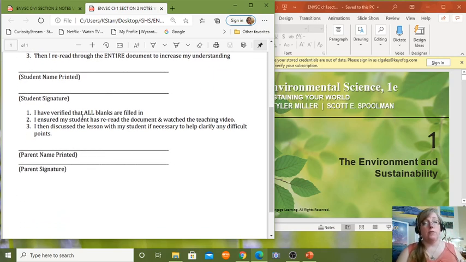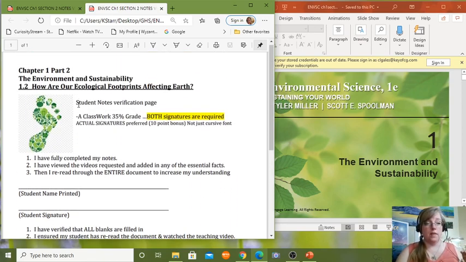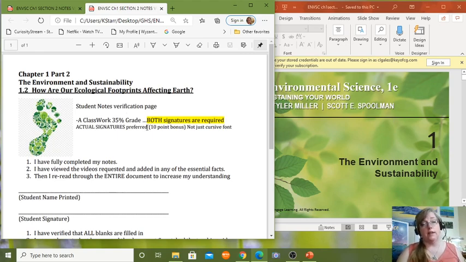Your parents will also have 3 parts of this document. Your parents' part, first, that they verified, they looked at your paper and all blanks are filled in. The second part is they are sure that you watched the video while you were rereading the paper. And the third part is they ask you, do you have any questions? And it's okay if they don't know. If you have a question and you can't figure it out together, email me. But they need to ask. That's the third part. Once you get that done, then you're going to send that in. That is worth 35%. It's a classwork grade.